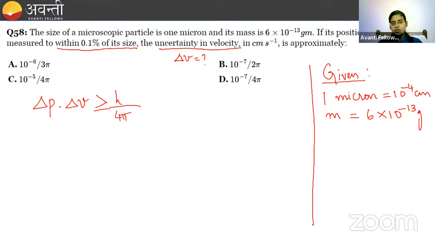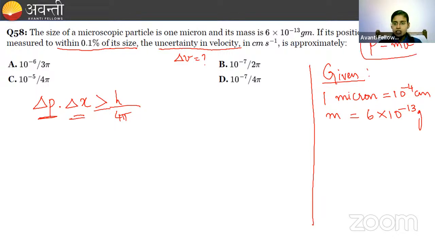Here it is not V, it is delta P into delta X, where P is momentum. It is impossible to measure simultaneously the position and the momentum of a microscopic particle with absolute accuracy and certainty. This is called Heisenberg's uncertainty principle. So X is the position and P is the momentum. We know that P is equal to m into V.